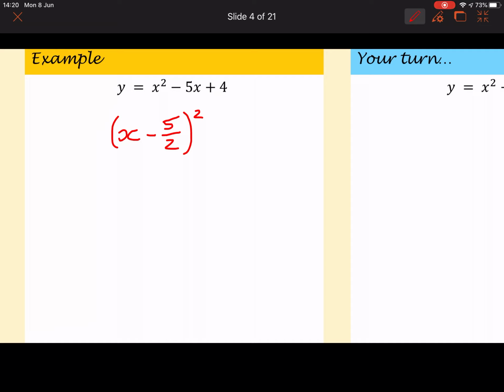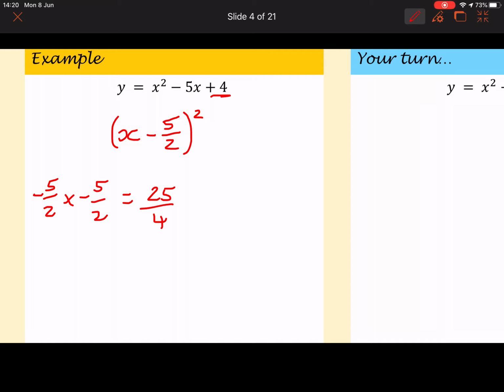Now the tricky bit is I need to work out what that squared is. So I've got minus 5 over 2 times by minus 5 over 2. Now it's actually nice and easy with a fraction. Just multiply the tops. 5 times 5 is 25. 2 times 2 is 4. So that's what I get when I square 5 over 2.